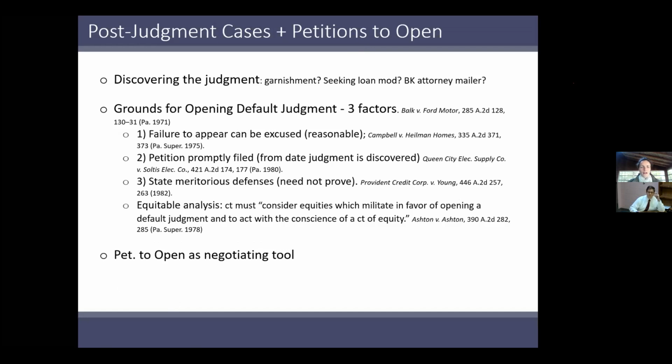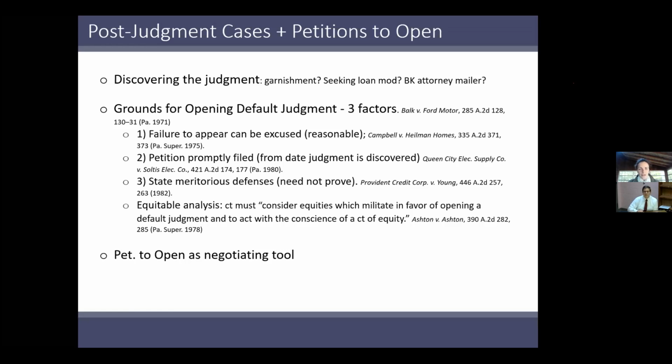Okay, so post-judgment cases. If you are someone who takes these cases or you're interested in taking them, you should be aware that many of the cases that come to us, at least at Community Legal Services, come post-judgment. The person finds out about it because their bank account's frozen through a garnishment, or through some other means. That person is not necessarily out of luck. You can determine whether there's a basis to petition to open the default judgment.